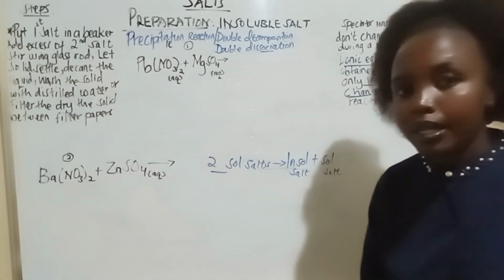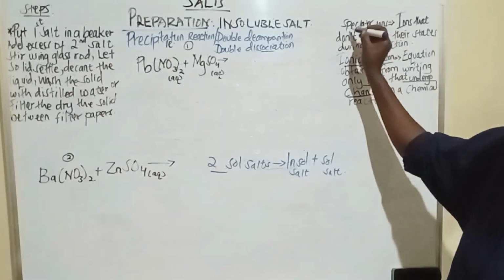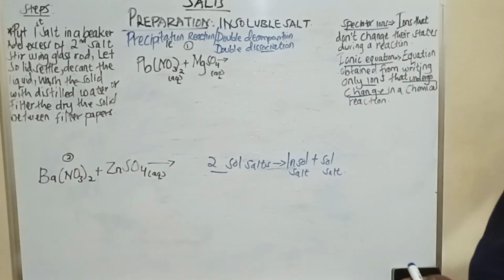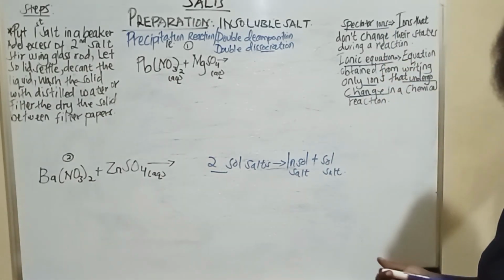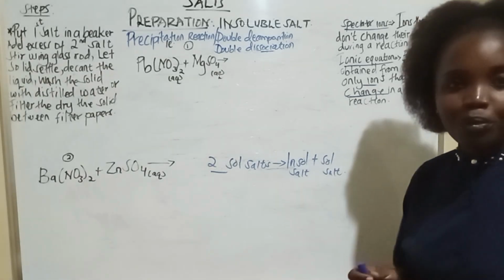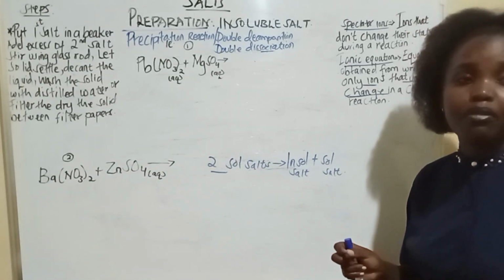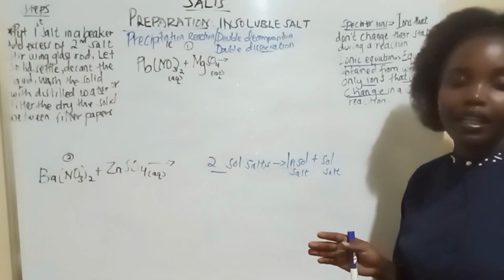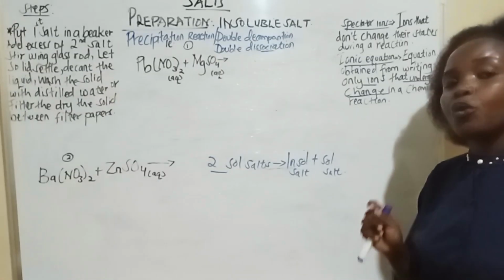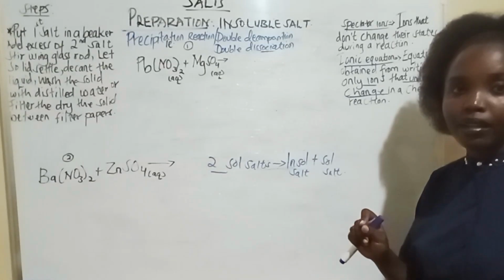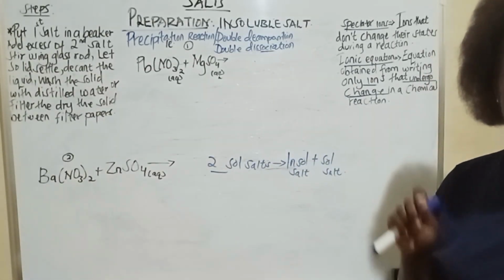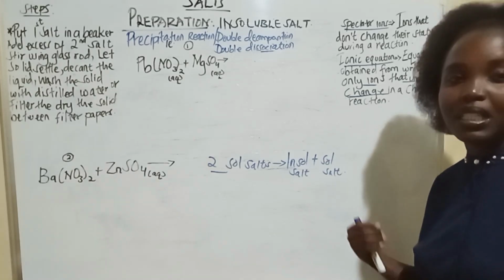So you need to know another thing, that is spectator ions. When you're writing an ionic equation, you're going to be guided by spectator ions. So what are spectator ions? Have you ever gone to a football match, or have you ever watched any match? Yes, you have. So you sat and there were the players who were playing. You were watching, you were a spectator. So how you came in that match is how you left.